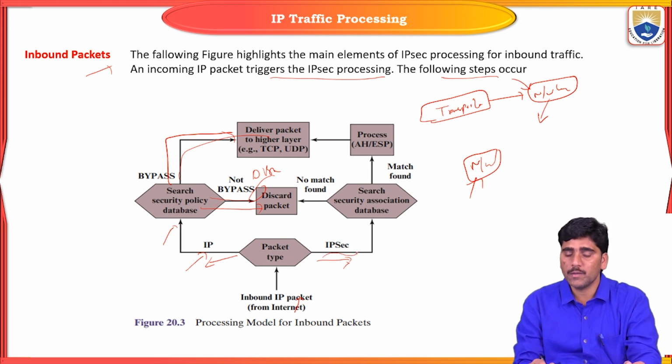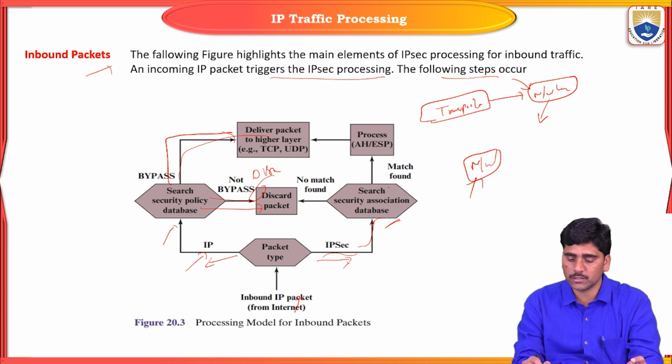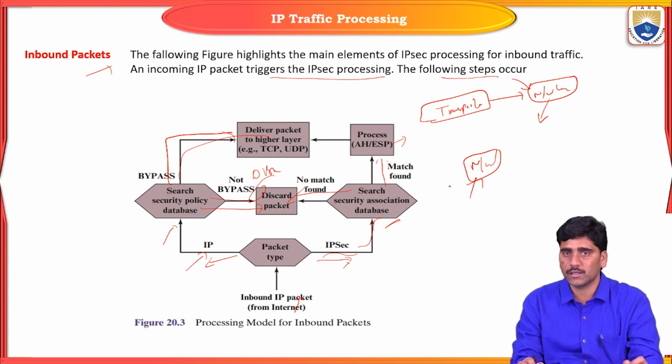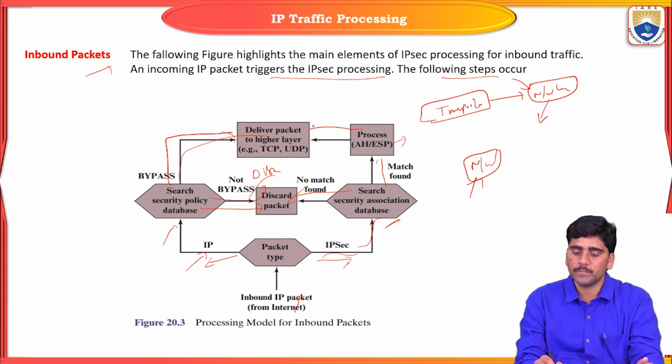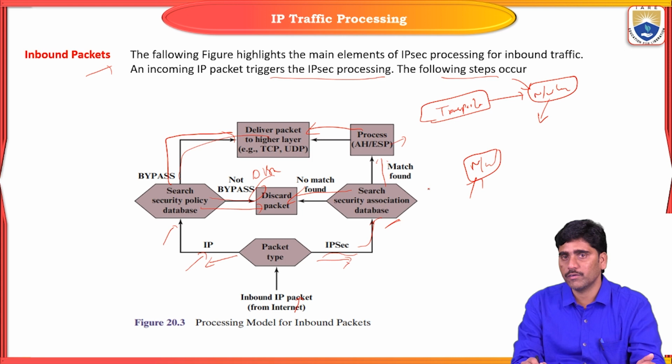If it is an IP secure packet, then search the security association database. If a match is found in the security association database, then it has to be processed with the help of the authentication header as well as the encapsulating security payload. If it is not found, then discard the packet. If a match is found, then process it for authentication header as well as encapsulating security payload, then it moves to delivering the packet to the higher layer. So this is the way inbound packet traffic is processed.